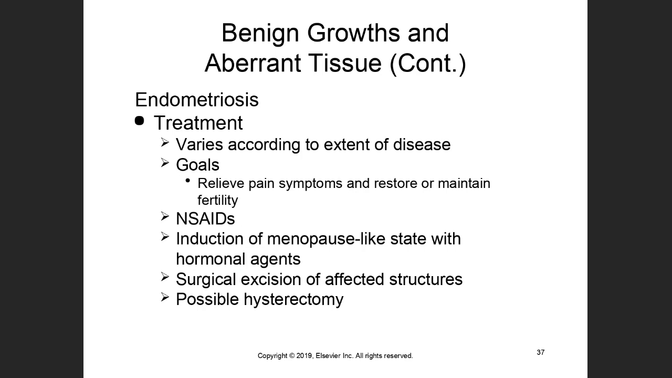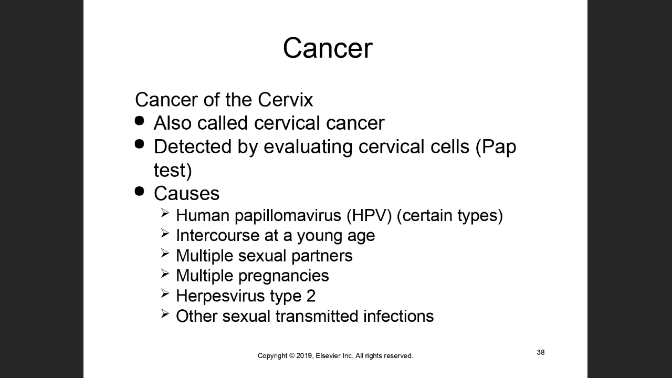Treatments vary according to the extent of the disease. The goal is to relieve the pain, that's why you put the patient on NSAIDs. Induction of a menopause-like state with hormonal therapy, and surgery to excise affected structures, and possibly hysterectomy. If the patient does not improve with conventional treatment like medication, then you have to do surgery, and the surgery is hysterectomy.